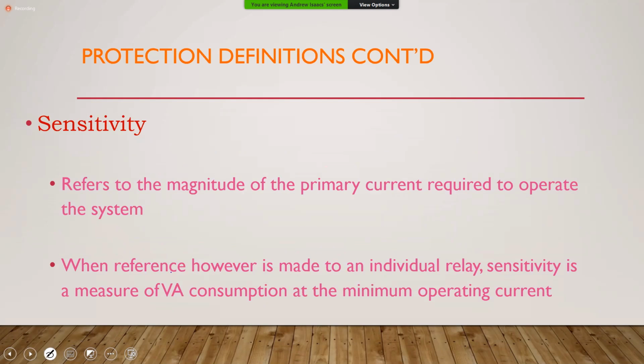Sensitivity. This refers to the magnitude of the current required to operate the system. Go back to what we said about earthing impedance on your generator. You want to ensure that you reduce the current going through the generator, yes, by putting in the earthing impedance. But it cannot be so low, right? You cannot reduce the current to that point where it is not large enough to effectively operate the relay in a fast enough time. All right? So it's a lot of considerations.